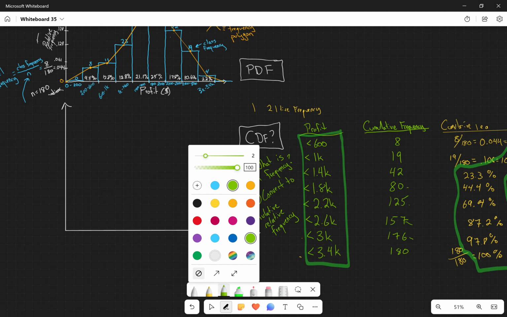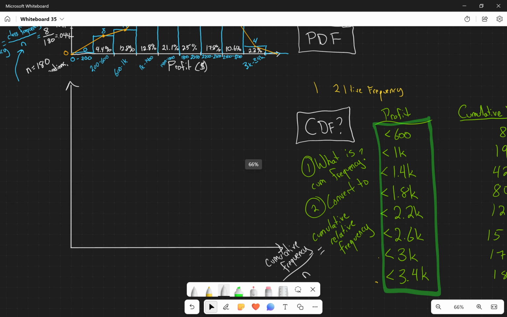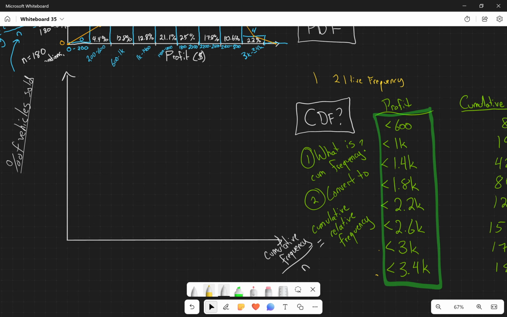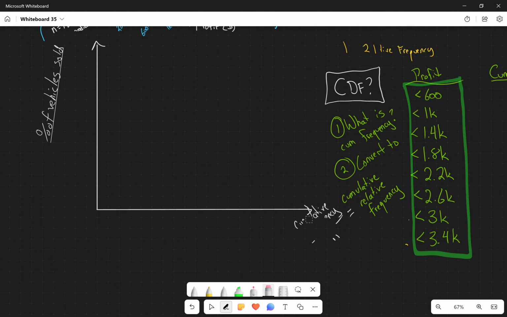Oh, let's label our axes first, though. How about that? Okay, so over here we're going to have the percent of vehicles sold. And down here, we're going to have our profit. Get rid of this guy.